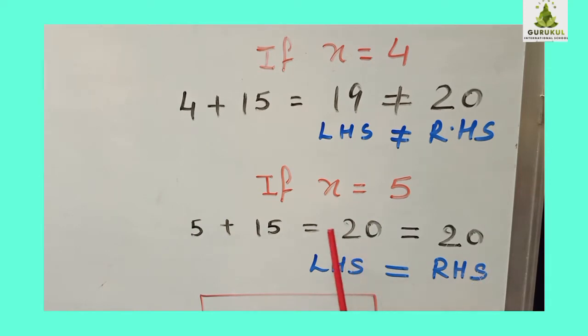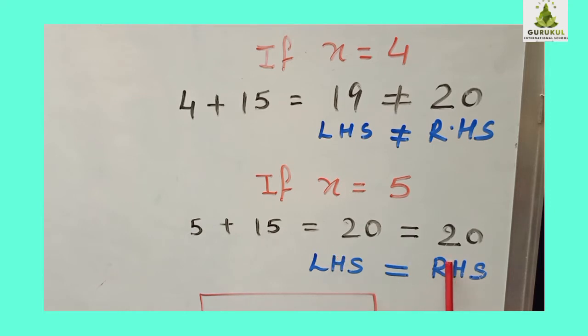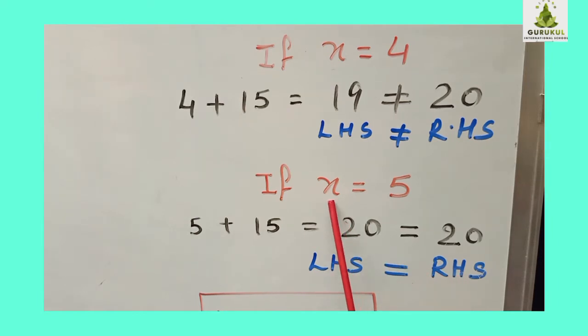So what is the solution of this equation? When you put x equals 5, you got LHS and RHS balanced, equal. So when the variable takes the value of 5, the equation is balanced, means what? x equals 5 is the solution of the equation.